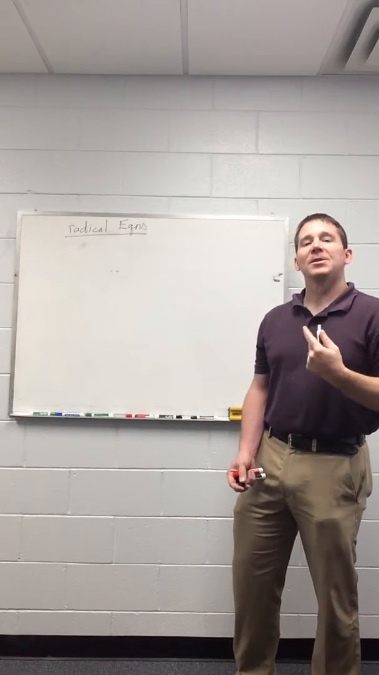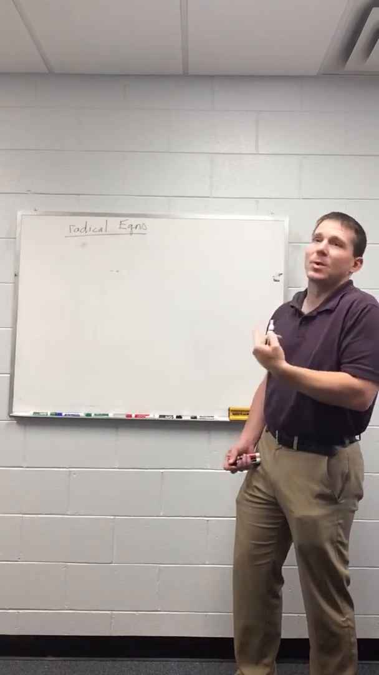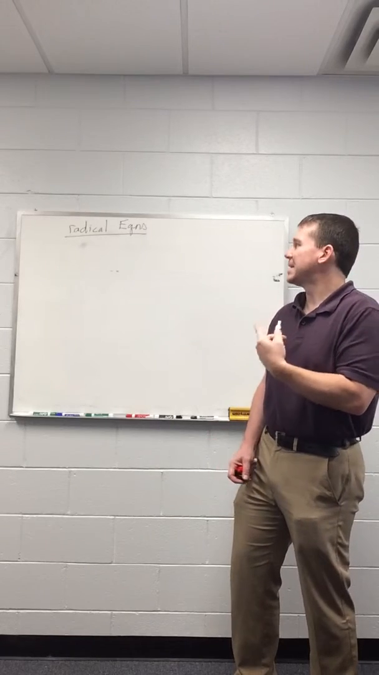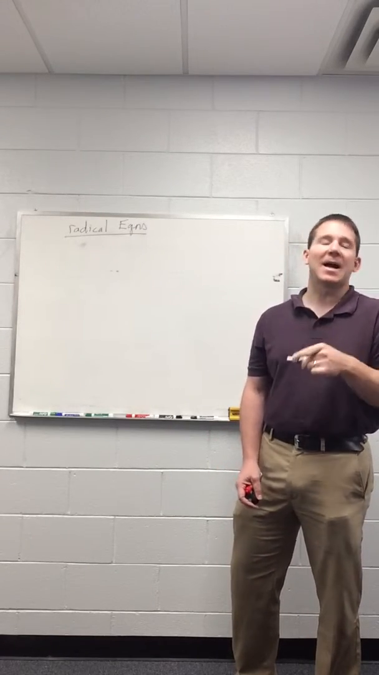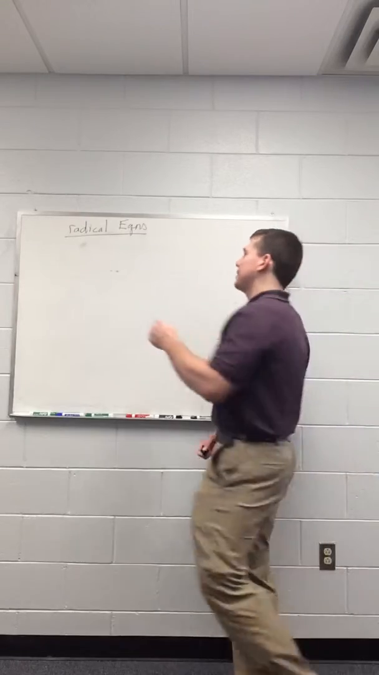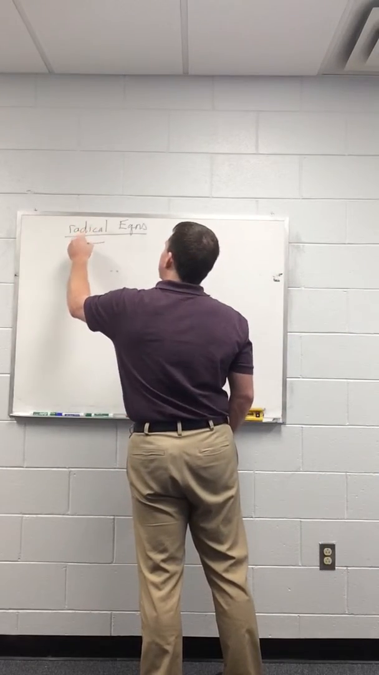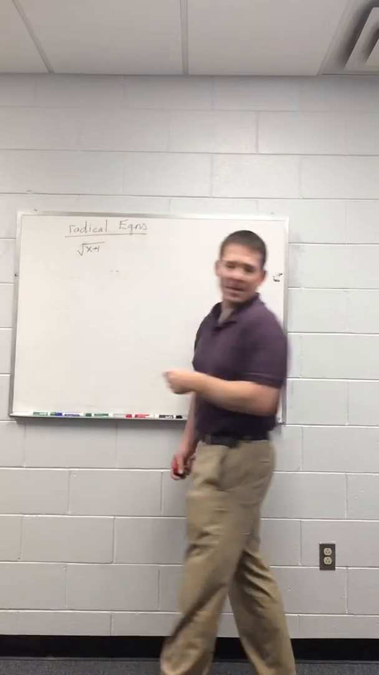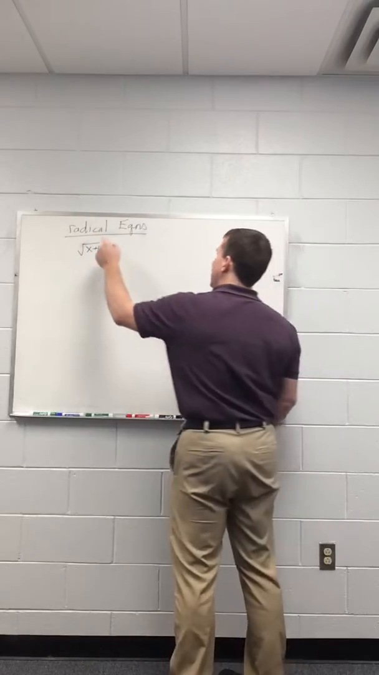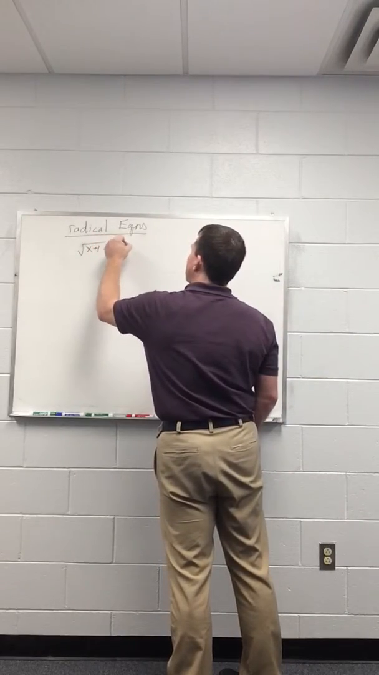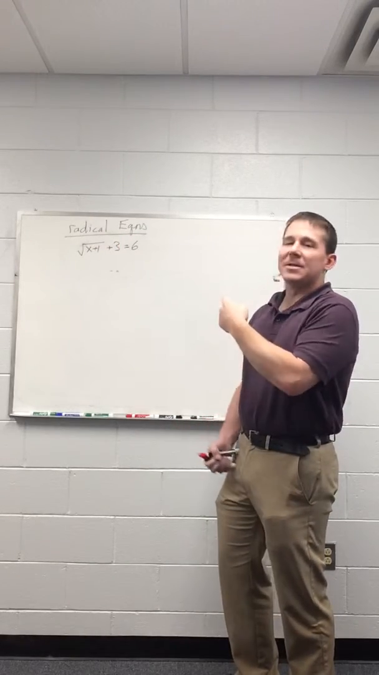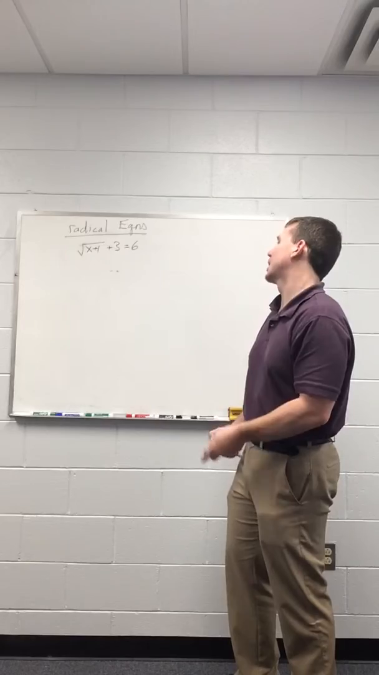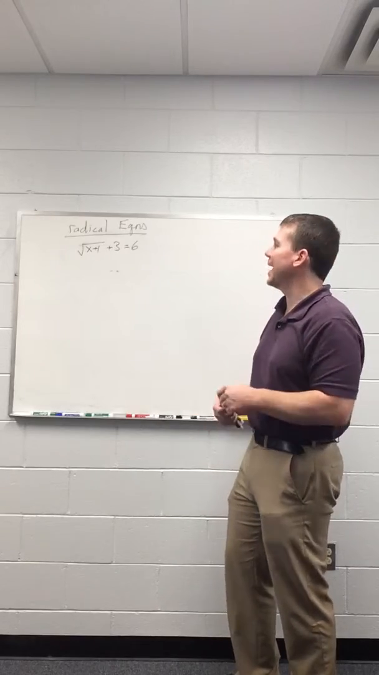A radical equation is essentially an equation with a radical, a square root, inside of it, and more to the point, with an x inside of the square root. So as an example, suppose we have something like the square root of x plus 1, plus 3 equals 6. And now in this case, I'm left with, well, what do I do to go about solving that?